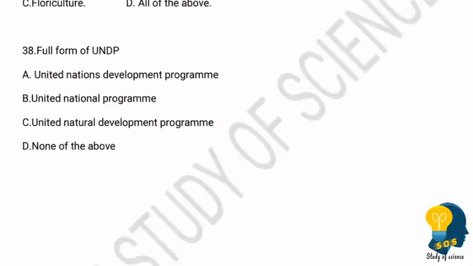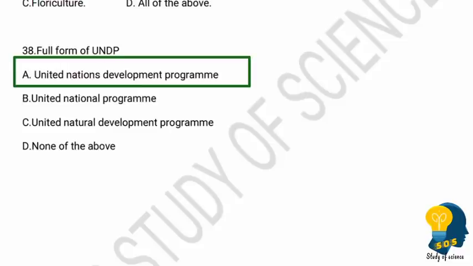Full form of UNDP. And the options are A. United Nations Development Program, B. United National Program, C. United Natural Development Program, D. None of the above. And the right answer is A. United Nations Development Program.